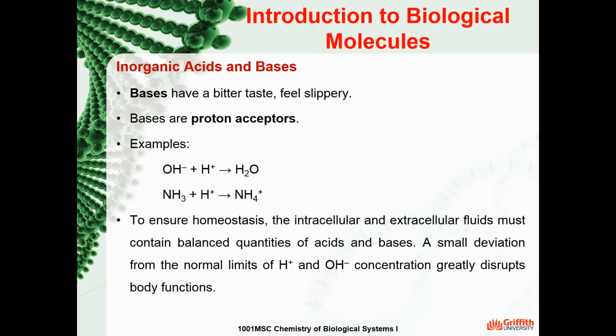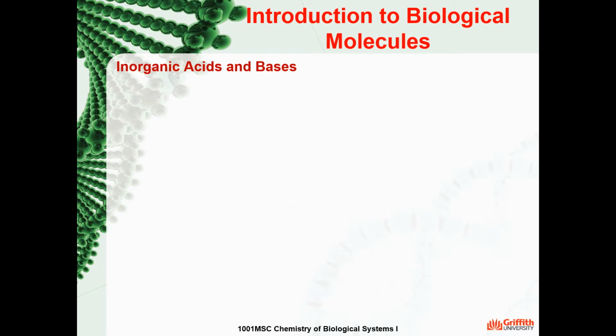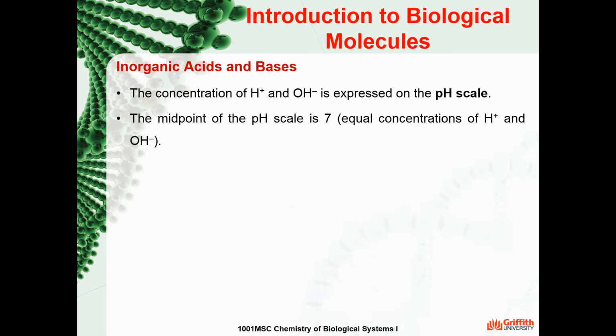To ensure homeostasis, the intracellular and extracellular fluids must contain balanced quantities of acids and bases. Even a small deviation from the normal limits of H+ and OH- concentration greatly disrupts body function. We can express the concentration of hydrogen ions and hydroxide ions on a scale called a pH scale. The midpoint of the scale is pH 7, which is considered neutral. So we have an equal concentration of hydrogen ions and hydroxide ions.